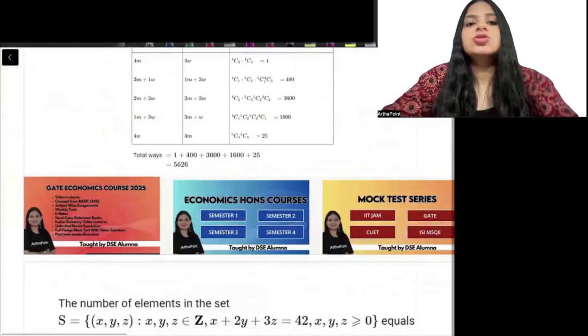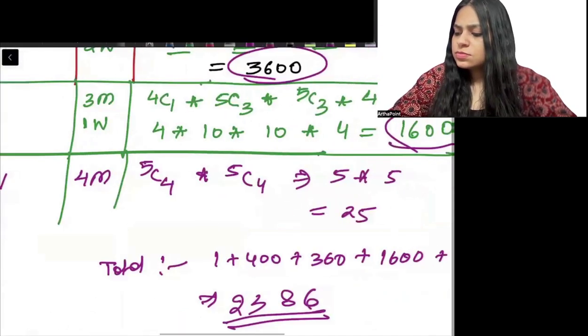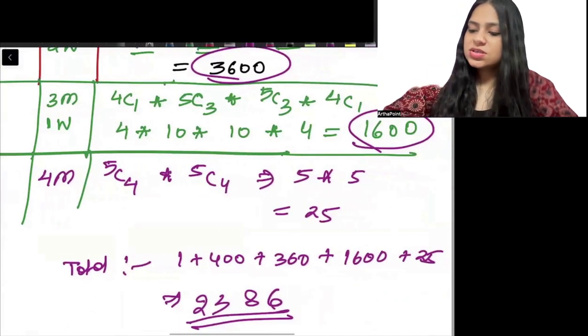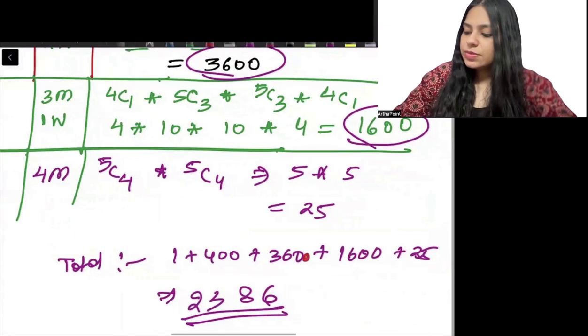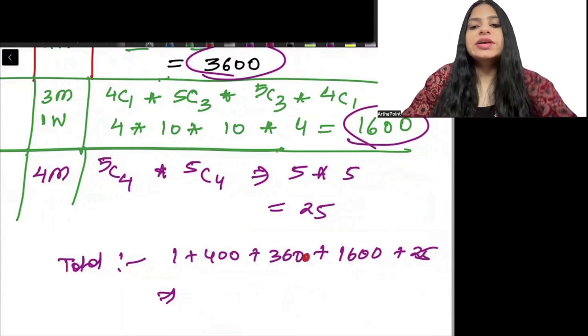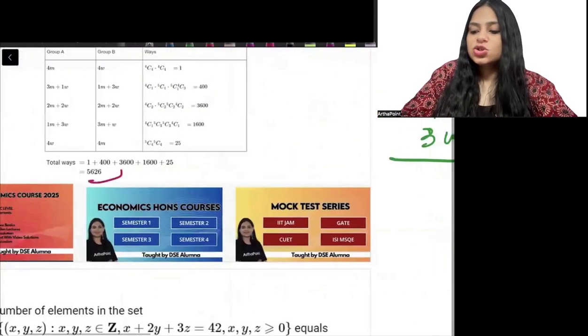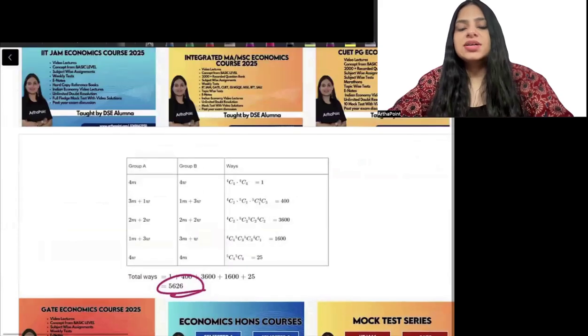Just recheck, this is 3600, sorry. Okay, so just recheck it. The answer that you will be getting will be 5626. That should come out as the answer.